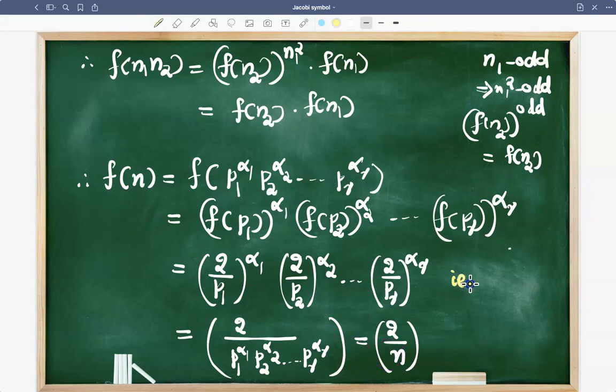Thus we have proved that f of n is equal to 2 by n. Since f of n is minus 1 raised to n square minus 1 by 8, we have shown that minus 1 raised to n square minus 1 by 8 is in fact equal to Jacobi symbol 2 by n, as required in the statement of our proposition. Thus, the proof of our proposition is complete.